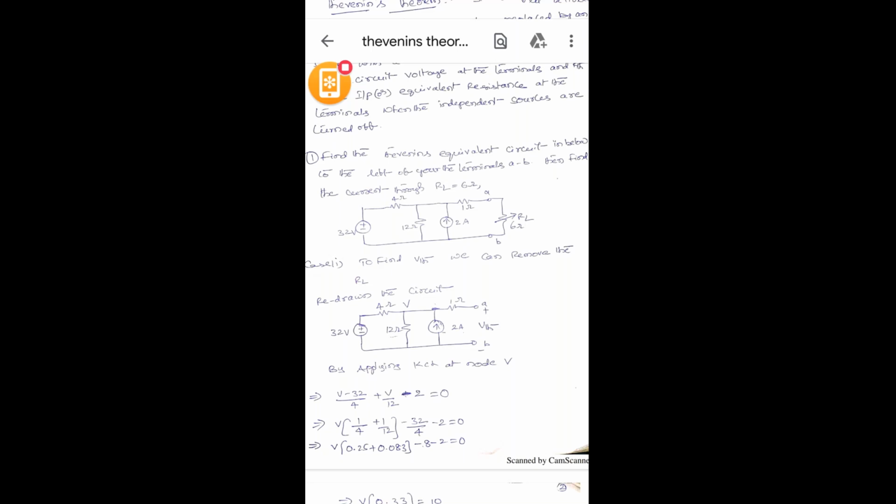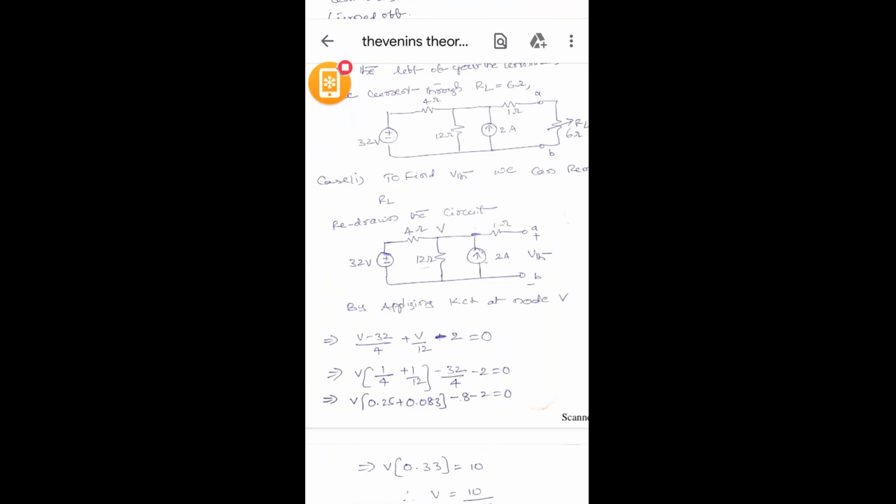According to KCL, the algebraic sum of the currents meeting at a node is always 0, so we apply that condition to this circuit. We can write the KCL equation: (V minus 32) by 4 plus V by 12 minus 2 equals 0. Taking V common: V times (1 by 4 plus 1 by 12) minus 32 by 4 minus 2 equals 0.